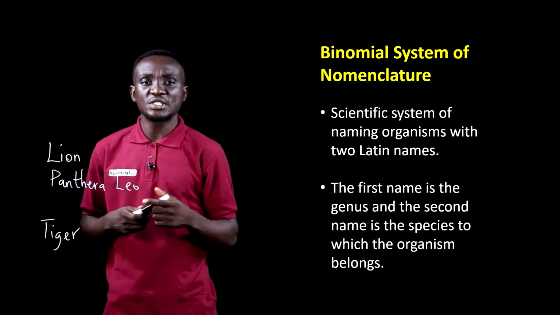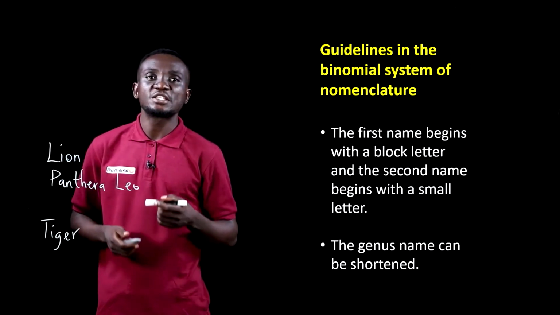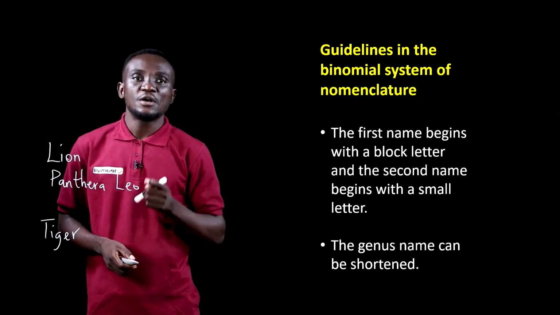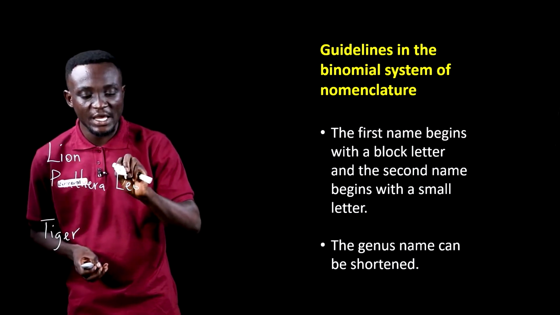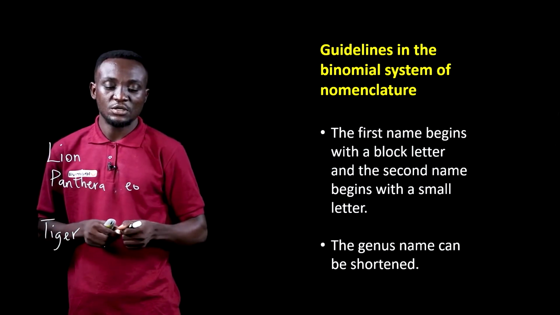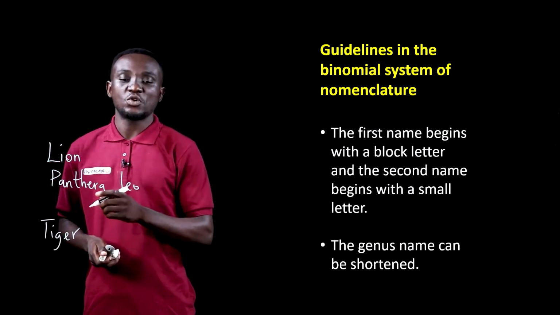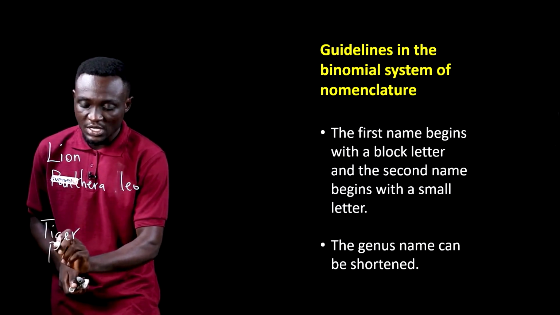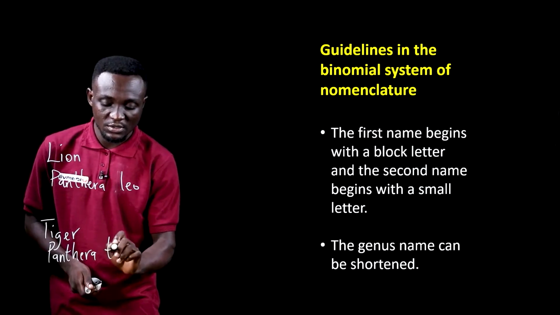But the rule is saying that the first name is the genus and it's written in block letter, like we have capital P. But the second name is written with a small letter. So the capital L here would have to be written as a small l anytime we are writing the scientific name of the organism or the animal. So Panthera leo for lion. Then the tiger becomes Panthera tigris.